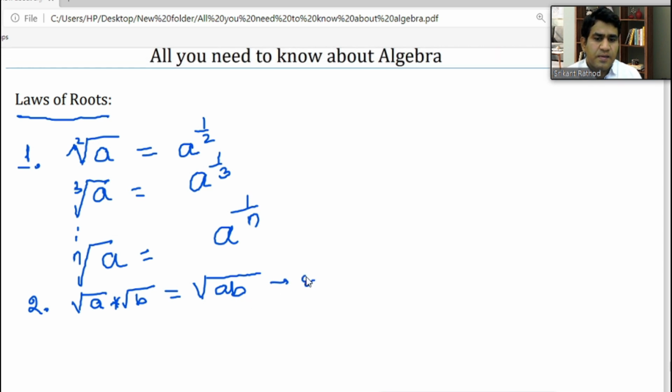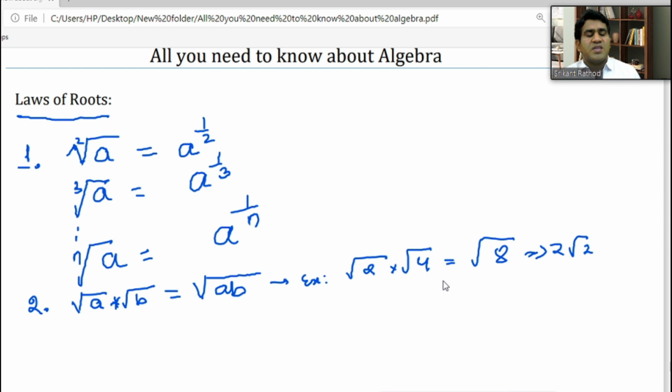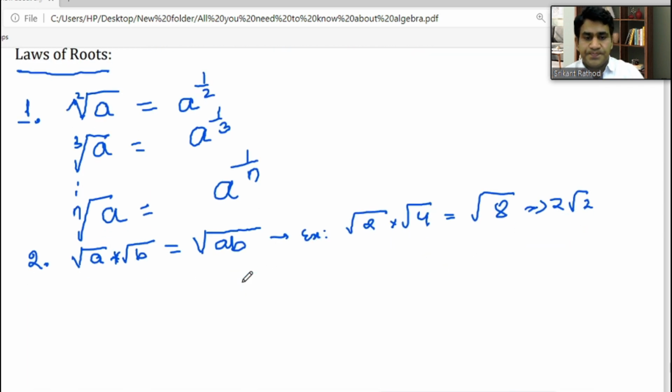Example, I can say root 2 times root 4, or this can be written as root 8. If it is possible, this can be further written as 2 root 2, because root 4 is a perfect square number, so I can take it out. So this can be further written as 2 root 2. All right.